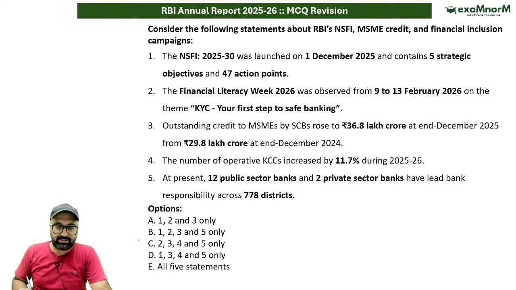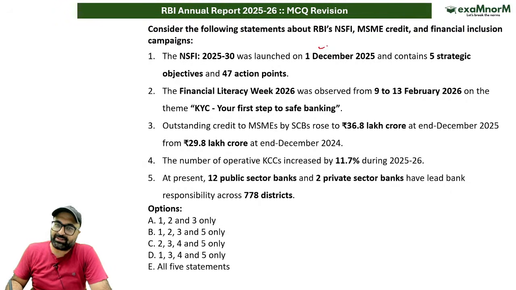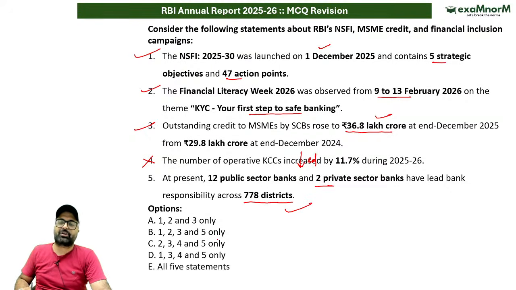चलो देखिए जरा क्या आंसर होना चाहिए. सर NSFI 2025-2030 was launched by Sanjay Malhotra ji on 1st of December with 5 strategic objectives and 47 action plans. Correct. Financial literacy week KYC your first step to safe banking, correct. Outstanding credit has increased to 36.8 lakh crores, correct. The number of operative KYCs have decreased to 11.7%, wrong. At present, 12 public sector banks and 2 private banks have been serving the responsibility of lead banks across 778 districts, that is correct. तो आंसर क्या बनेगा सर?